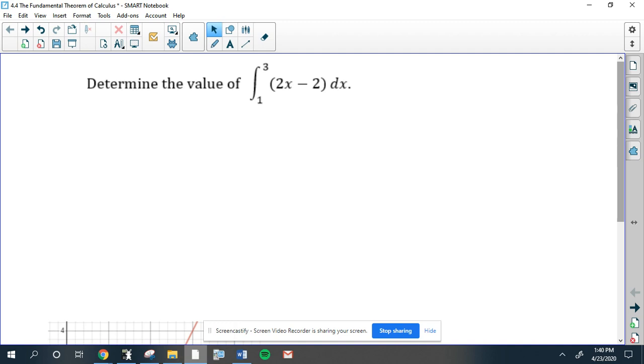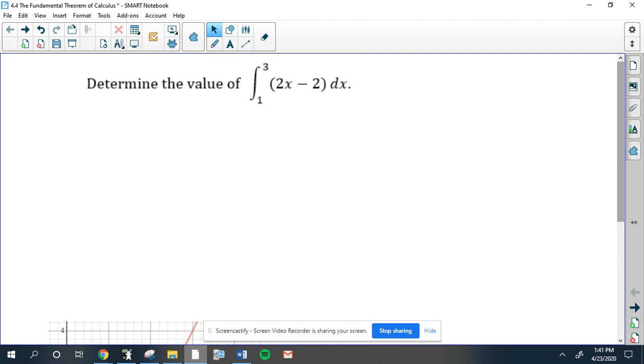Now we're going to talk about the fundamental theorem of calculus. Sounds like an important theorem in calculus. It's fundamental, and it is. So to introduce that, we're going to determine the value of this definite integral of 2x minus 2 from 1 to 3. So we're going to do this just like we learned last section.